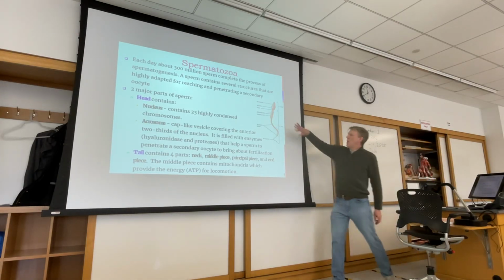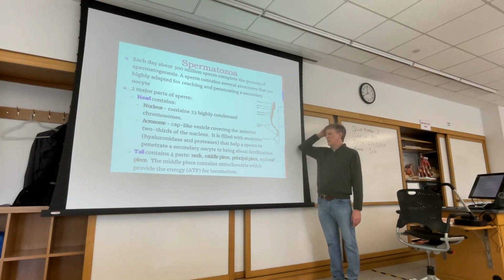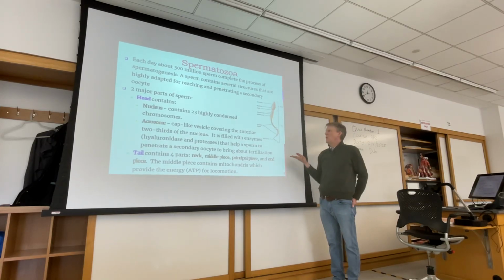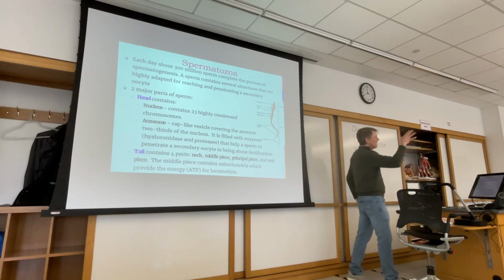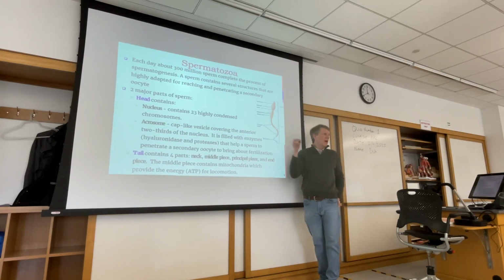The main, or the longest part then is going to be the tail. The tail is subdivided into the neck, middle piece, principal piece, etc. The middle piece is kind of interesting. If you could look under a high enough power microscope, like an electron microscope, not the microscopes we have in class, it's going to look like it has stripes on it, okay?